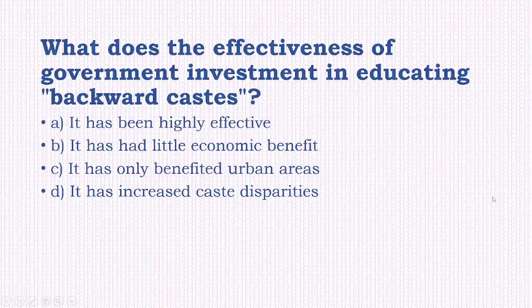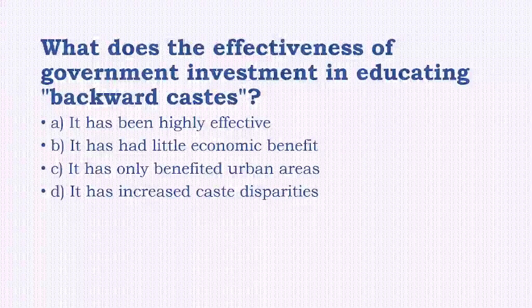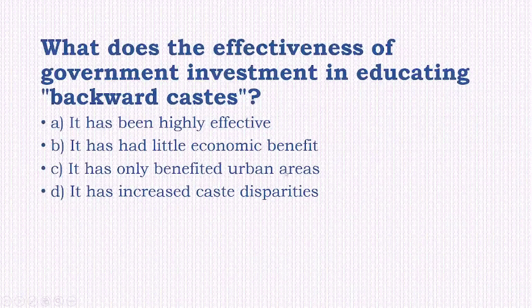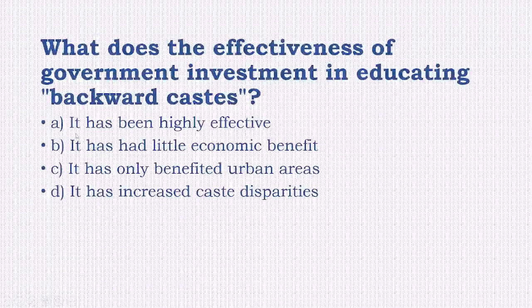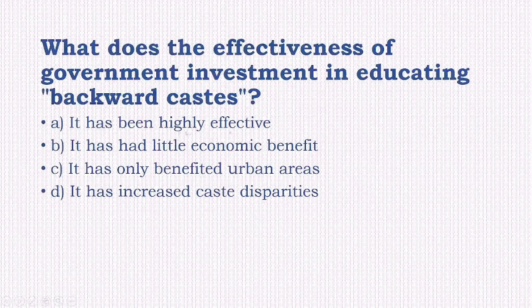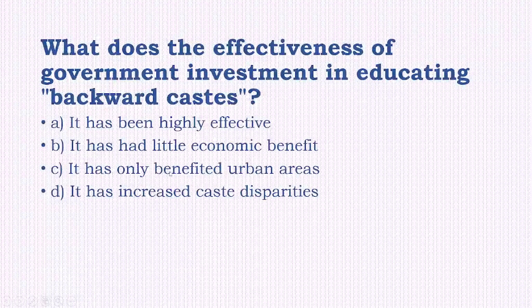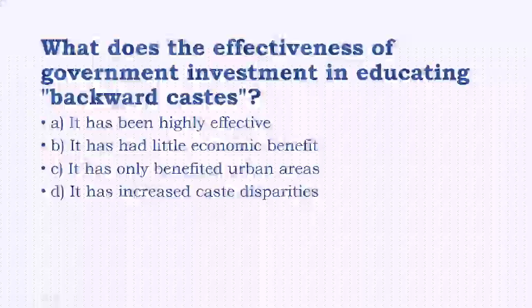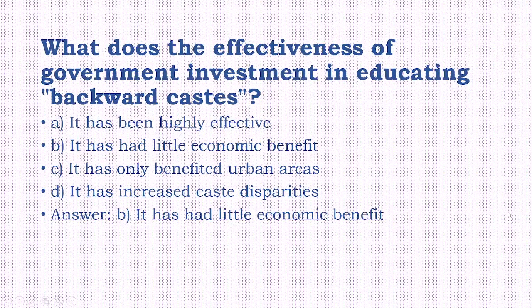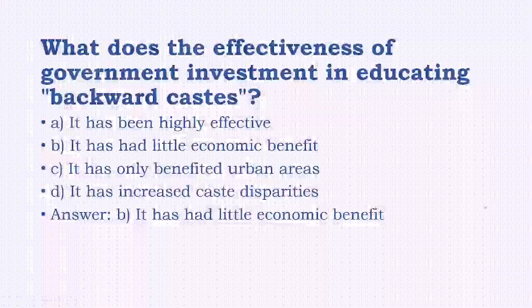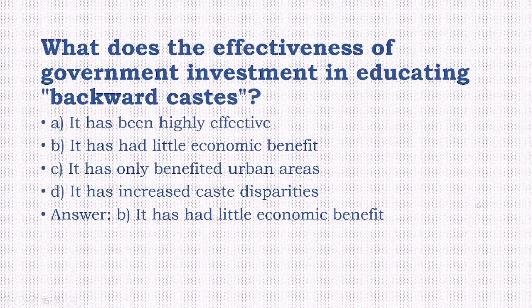Next, what is the effectiveness of government investment in educating backward castes? Options: it has been highly effective; it has had little economic benefit; it has only benefited urban areas; it has increased caste disparities. The answer to this question is option B, that is, it has had little economic benefit.